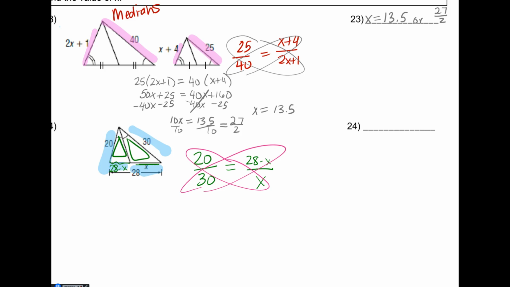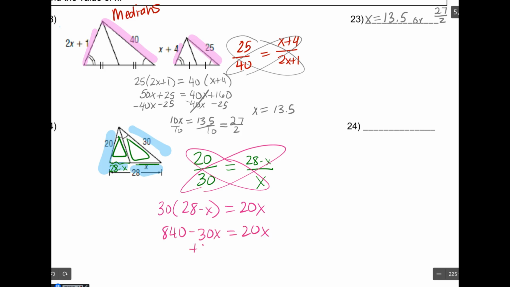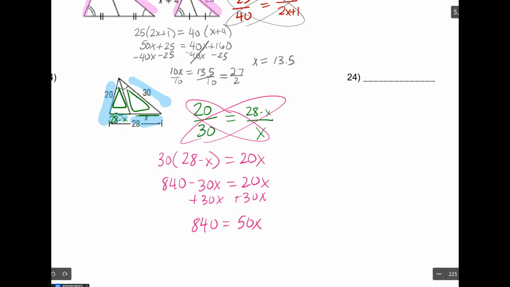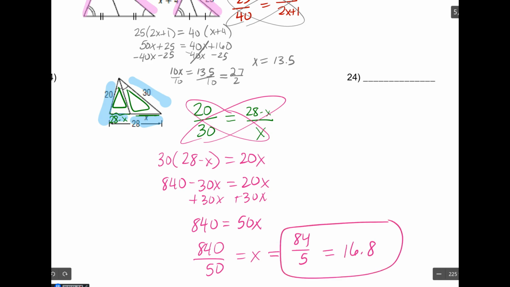Ooh, 30 times 28. So I'll write out 30 times 28 minus x equals 20x. So 840 minus 30x equals 20x. Add 30x on both sides. 840 equals 50x. So 840 over 50 equals x. So that's going to be the same thing as 84 over 5, which is 16.8. Either one of those would be fine.